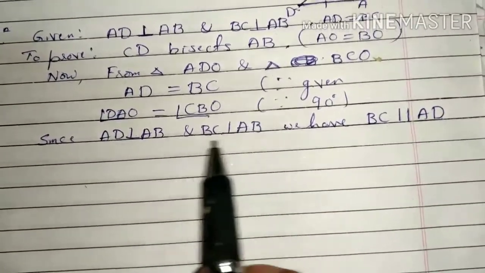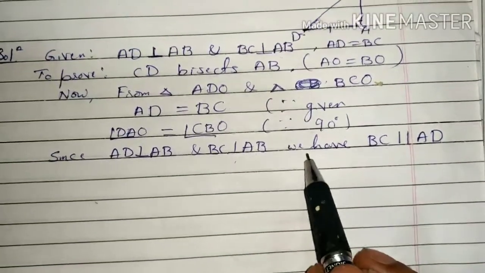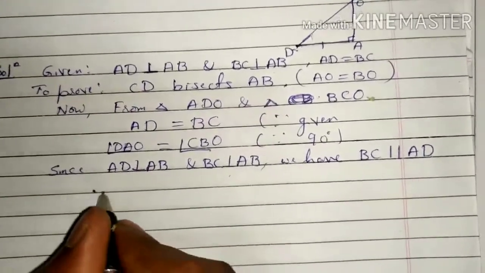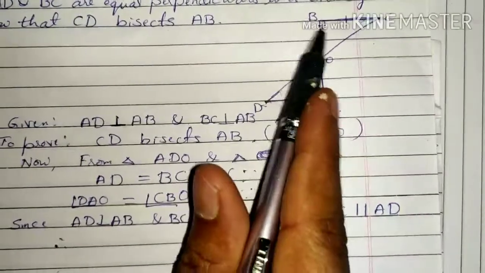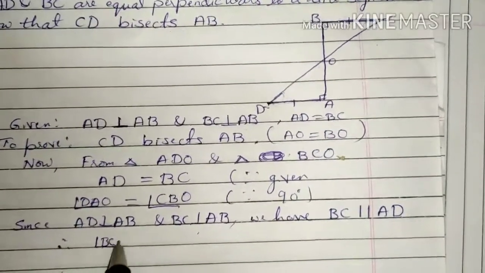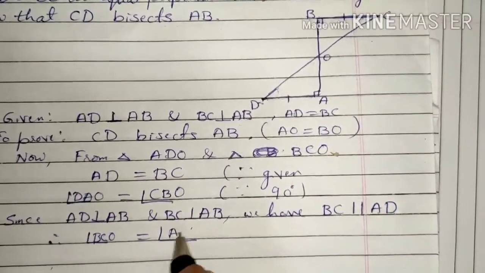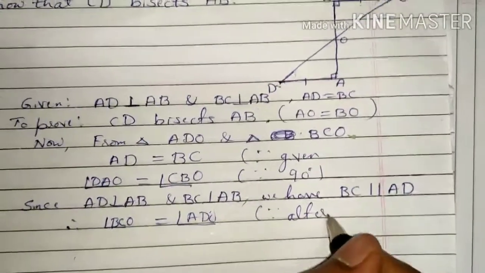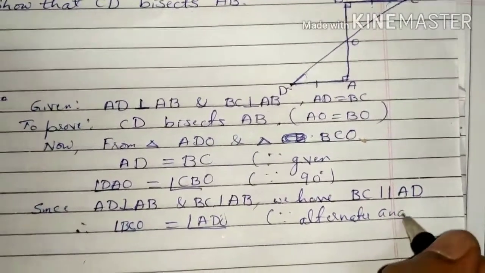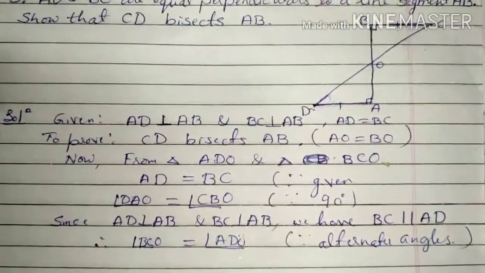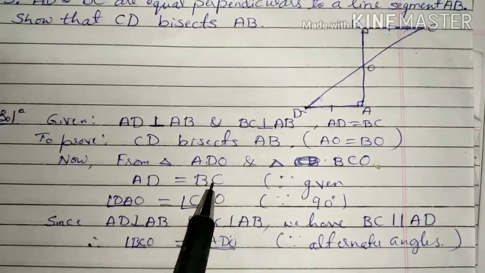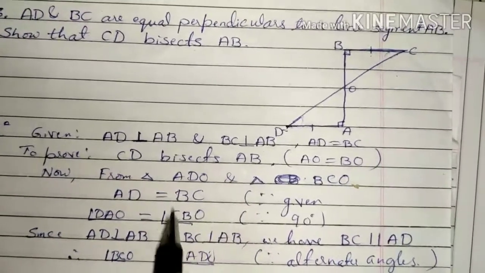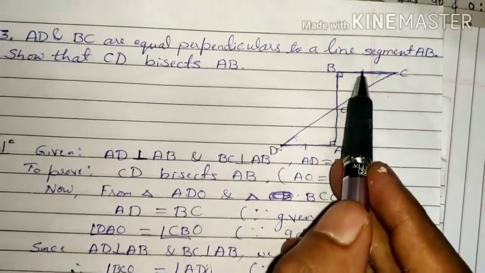AD perpendicular to AB, BC perpendicular to AB. We have BC parallel to AD. So therefore alternate angles. Angle BCO must be equal to angle ADO. So this angle ADO. So because alternate angles. Okay, so therefore, so what we got here, one side, angle and angle. So therefore we can make use of ASA postulate, angle, side, angle.